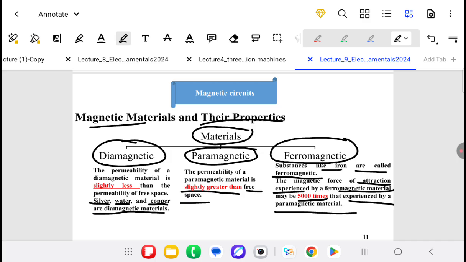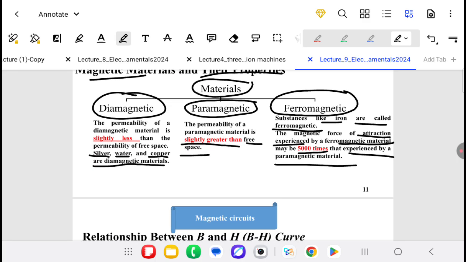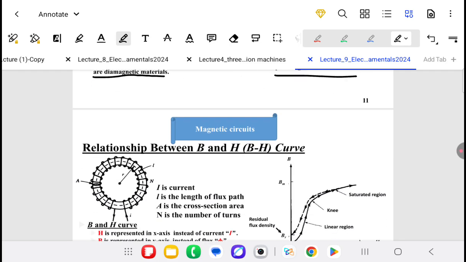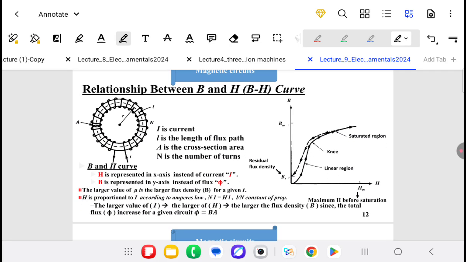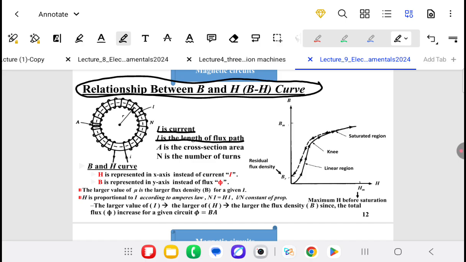Ferromagnetic materials can be used for electromagnets and for the cores of transformers, as we will see in the next few slides. Now we will discuss the relationship between B and H, or the BH curve. We have a toroid carrying current I. L is the length of the flux path, which is the mean length of these paths. A is the cross-sectional area, and N is the number of turns.